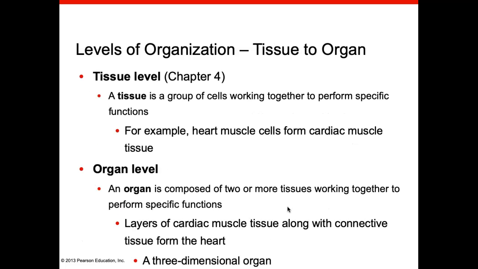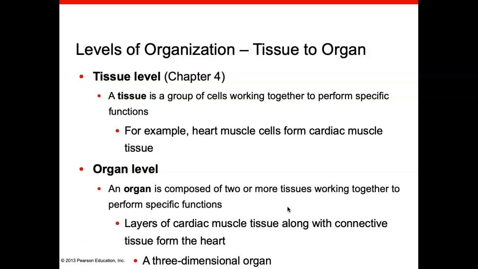When cells combine, that is, cells that are similar and have the same function combined, they form a tissue. For example, cardiac muscle cells combine to form heart tissue. When tissues are combined, we get to a higher level of organization called the organ level.